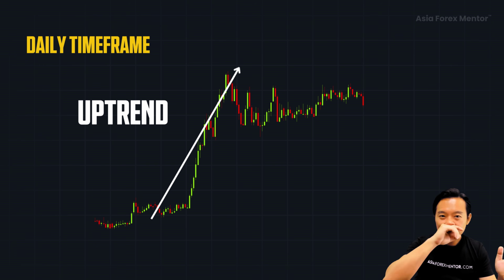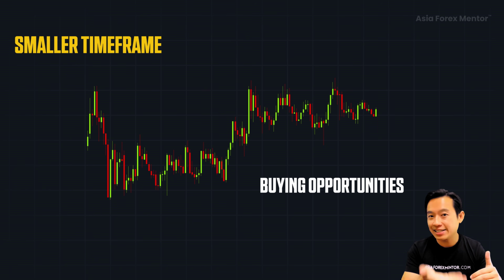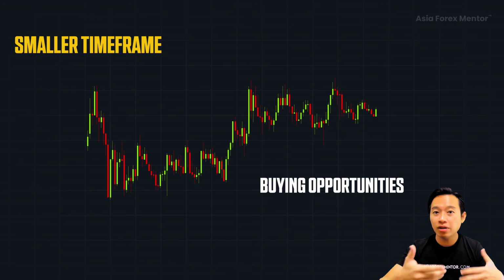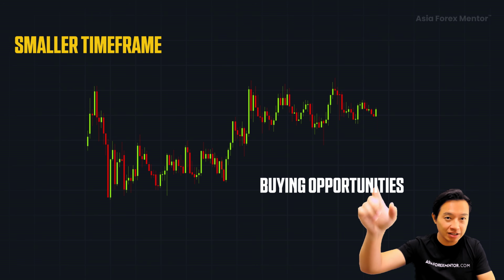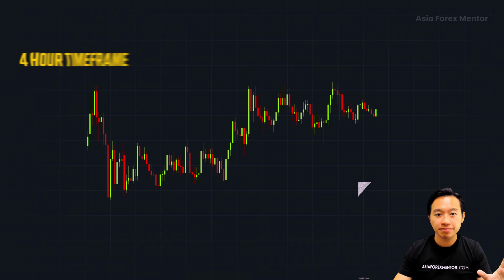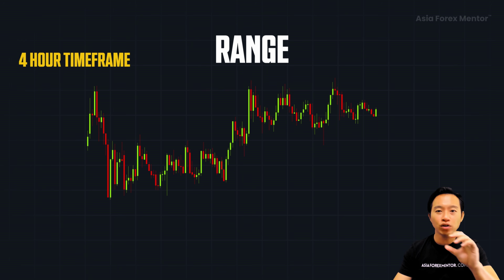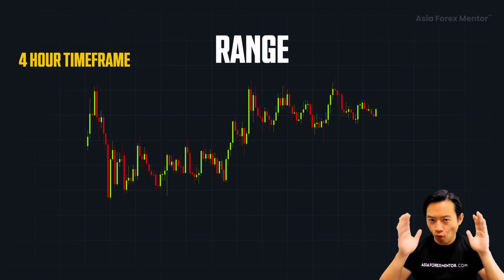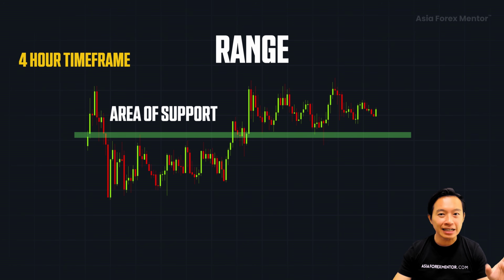So that means on the lower, smaller time frame, it's better to look for buying opportunities at the support level. In an uptrend, when you buy the support, it increases the chances of it breaking through the resistance. Now, when we go back to the 4-hour chart, the market is still in a range, so we want to focus on the support level to trade. The next thing is we wait for price to come to the support.